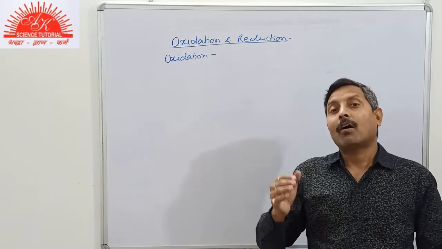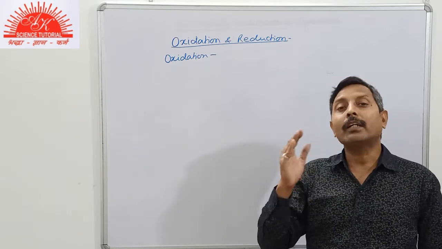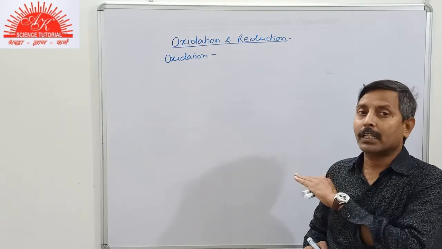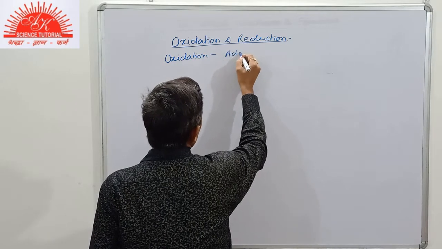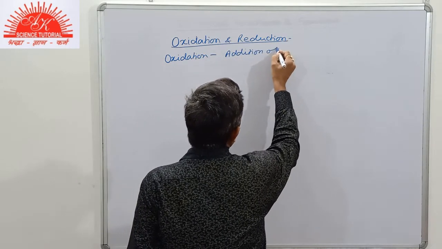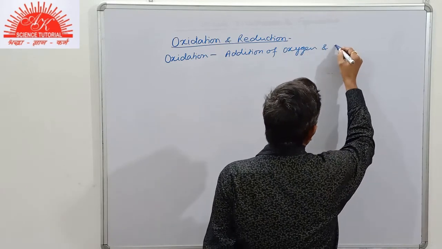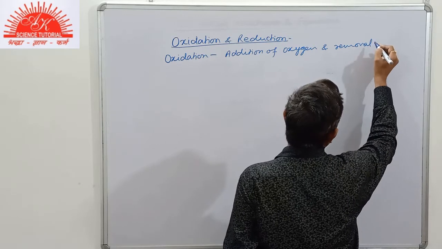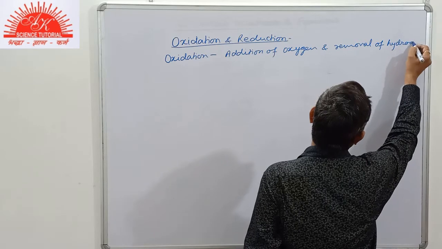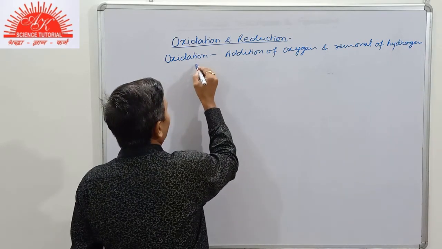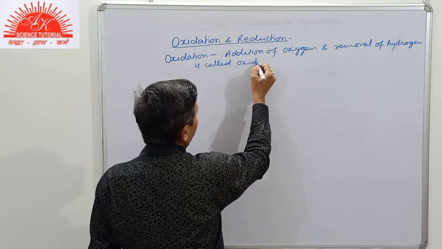Similarly, if oxygen is removed or hydrogen is added to a substance, then it is called reduction. So we write here the general definition of oxidation: addition of oxygen and removal of hydrogen is called oxidation.